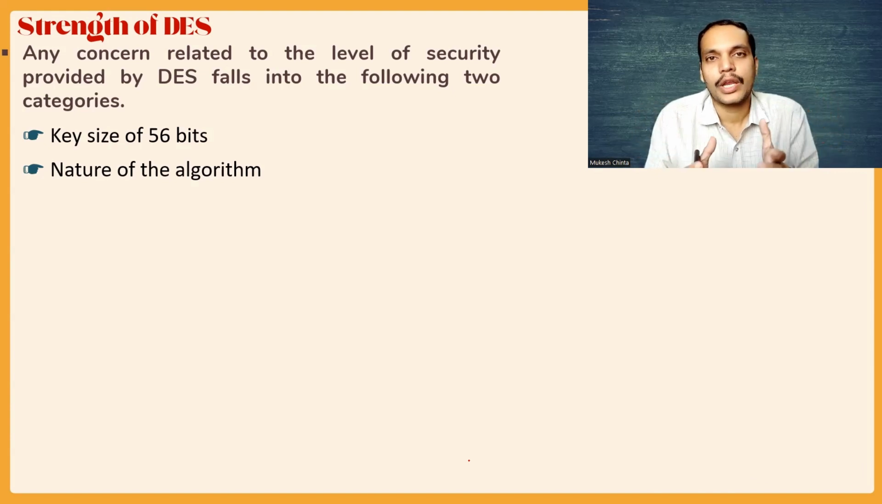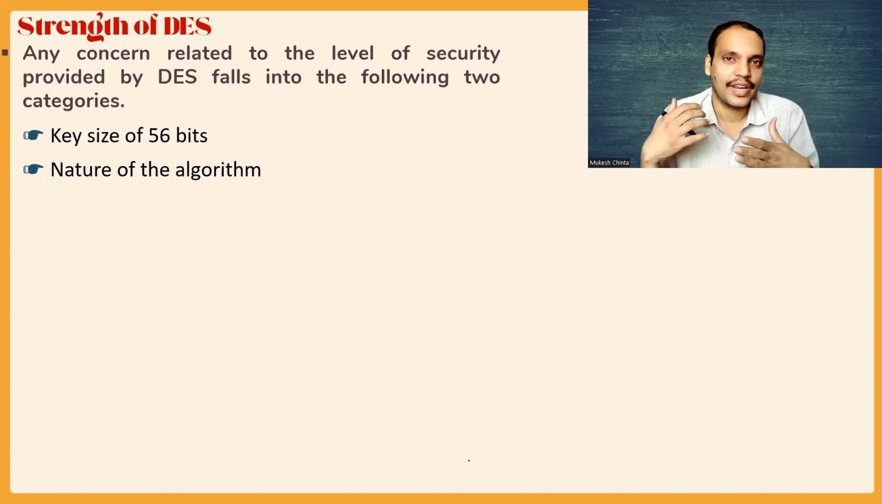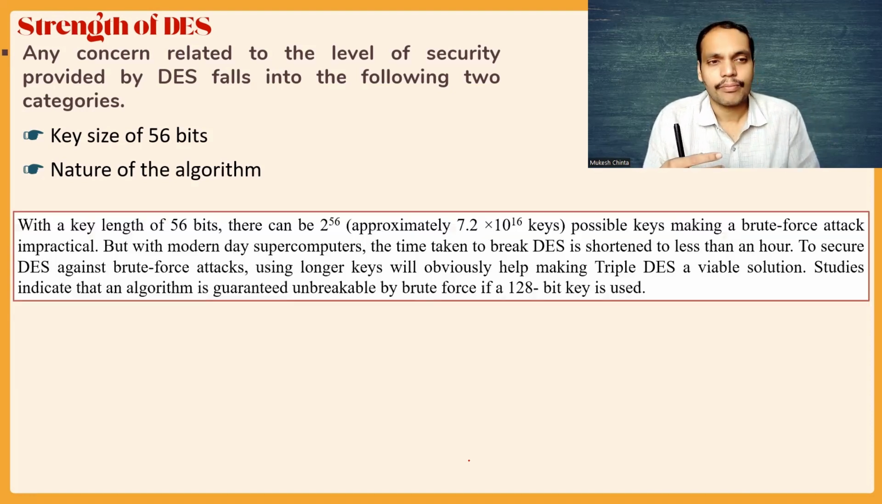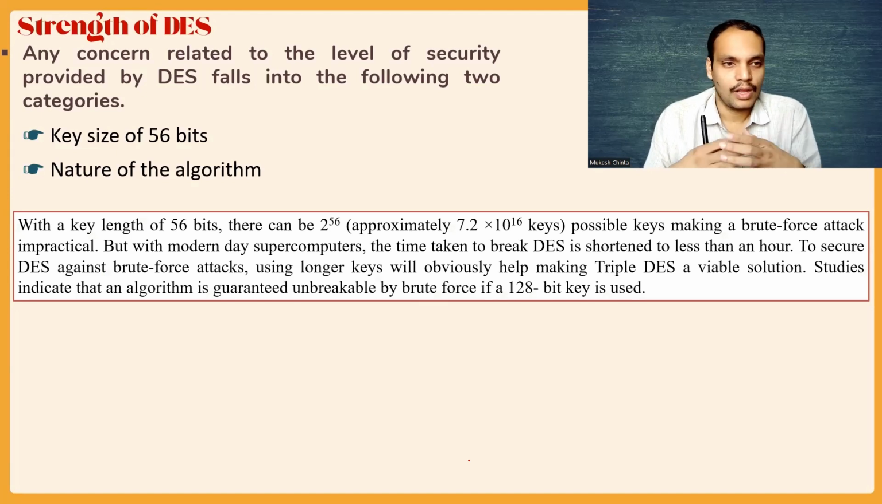If you want to talk about the strength of DES, any concerns about the level of security provided by DES fall into two major categories. The first category is its key size, its Achilles heel. The key size is only 56 bits. The second one is the algorithm itself, the structure of the algorithm, the way the algorithm works. In the earlier days, the 1970s and 1980s, the key size was considered good because 56 bits means it's a large enough key.